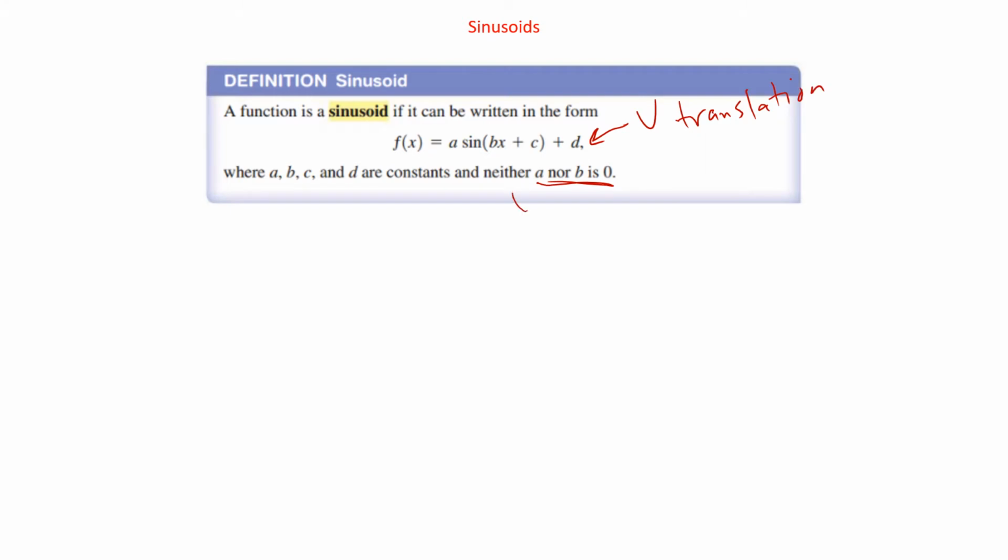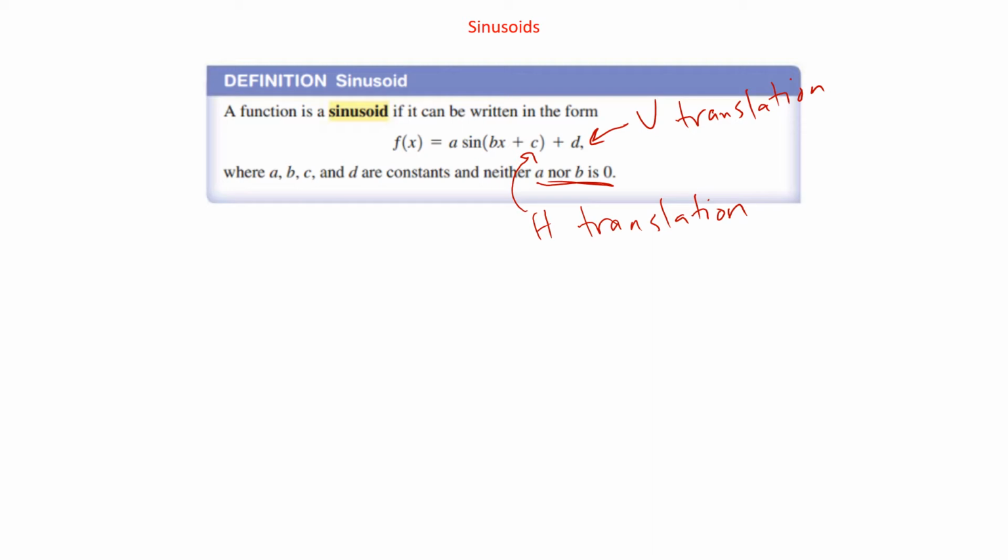We're adding something to the x. The c is going to be a horizontal translation, which actually has a different name in sinusoids. It's called a phase shift. The horizontal translation and phase shift are the same. Why does it have a different name?